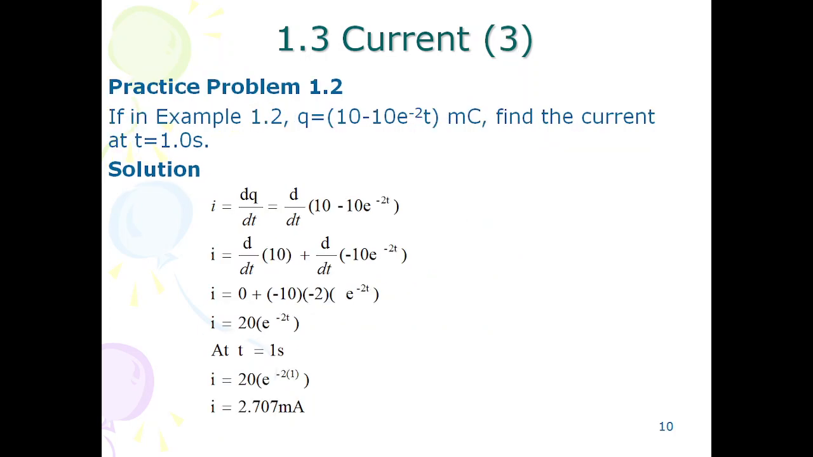In the next practice problem, charge is given. We have to find out the current. The same formula is used: i is equal to dq over dt. We have to find the derivative of the given q, then put the value of t in that.